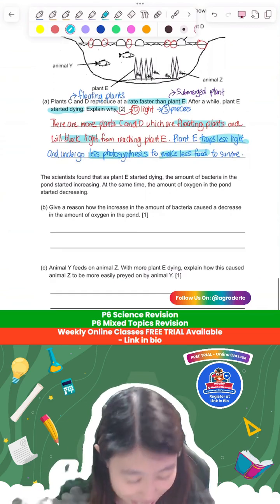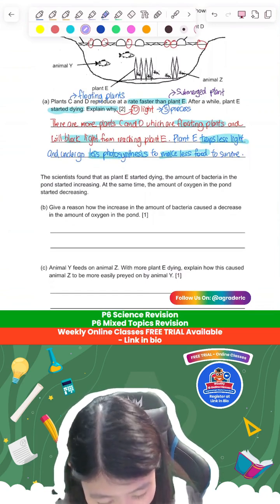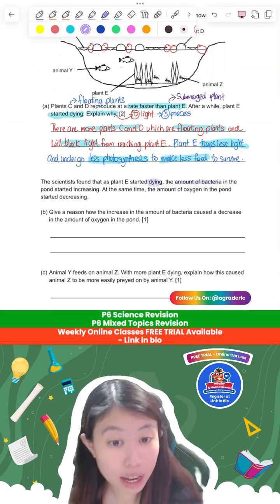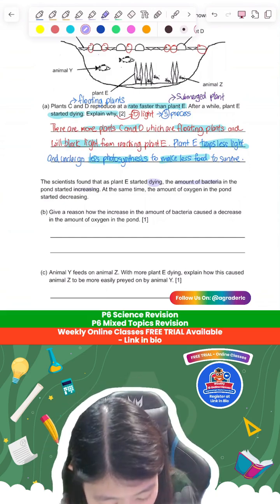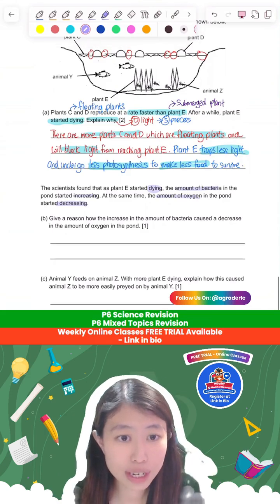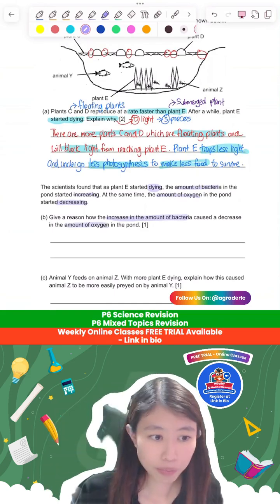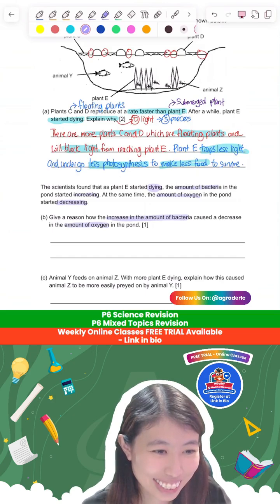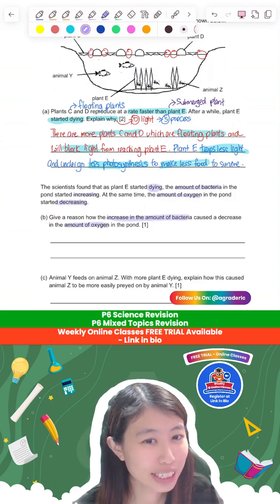So over here, it says that the scientists found that as plant E started dying, okay, living things are dying, the amount of bacteria started increasing. At the same time, the amount of oxygen in the pond started decreasing. So give a reason on how the increase in the amount of bacteria actually affected the amount of oxygen in the pond. Does anyone know why the oxygen decreases?